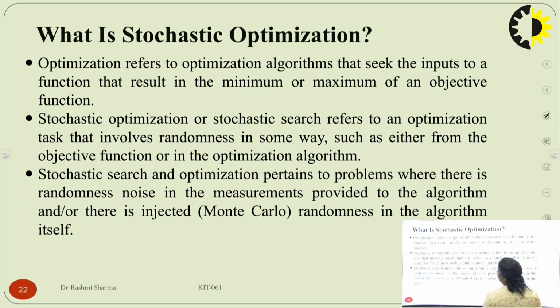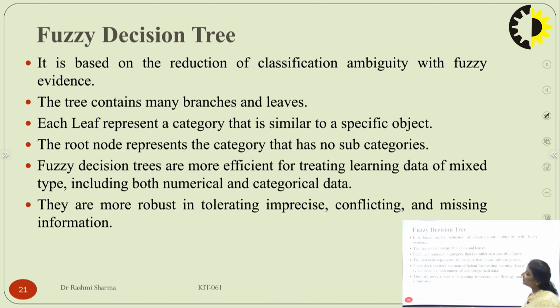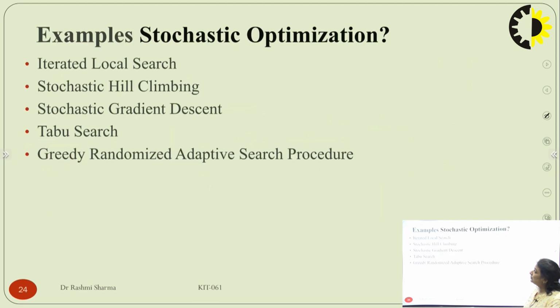So what do you mean by fuzzy decision tree? It is based on the reduction of classification ambiguity with fuzzy evidence. The tree contains many branches and leaves, like if then else I told you. Each leaf represents a category that is similar to the specific objects, and the root node represents the category that has no subcategory. That is the main thing. So when we have those bifurcations, we are looking into this. Fuzzy decision trees are more efficient for treating learning data of mixed type, including both numerical and categorical data, and they are most robust in tolerating imprecise, conflicting, and missing information. So these are some of the points which we have to consider.